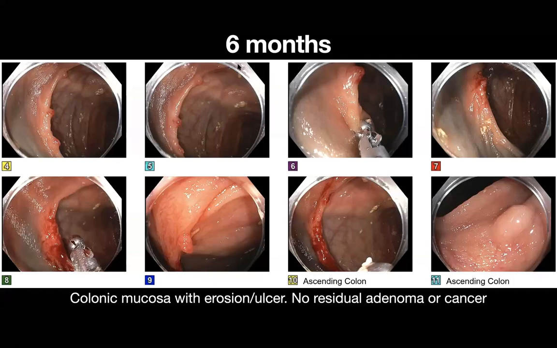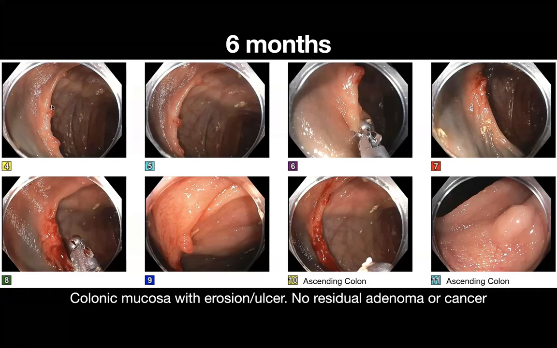So this is 6 months later. This is the EMR scar, and this is not recurrence of polyp. Sometimes what happens is when you put a clip here and here, in between those clips the tissue tries to bridge. These are what are called pseudopolyps.